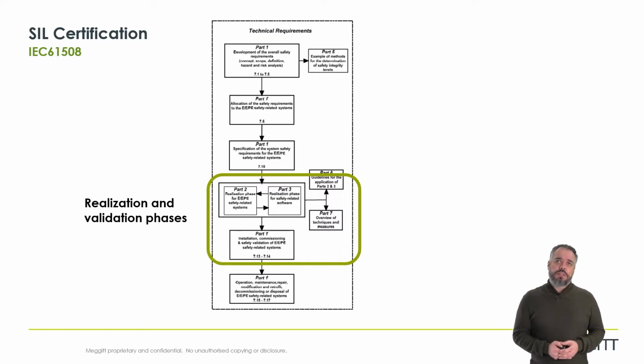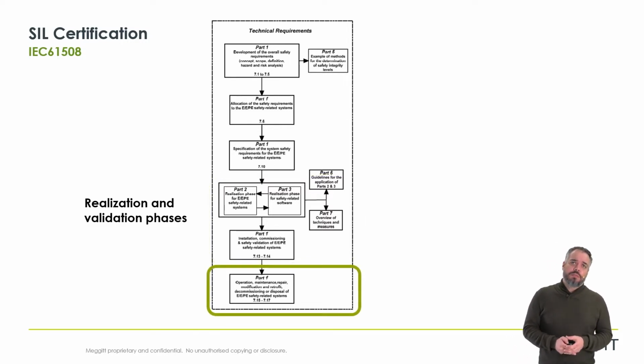Then we have the requirements for the realization and validation phases. And this is where most of the things happen. The realization phase is divided into hardware and software and includes the definition of techniques and measures that are required to make sure that design meets the chosen safety integrity level.